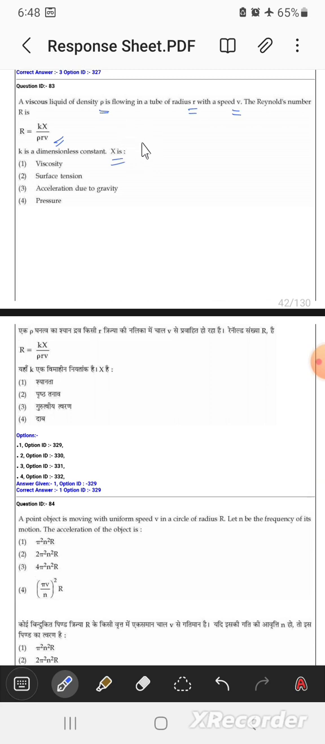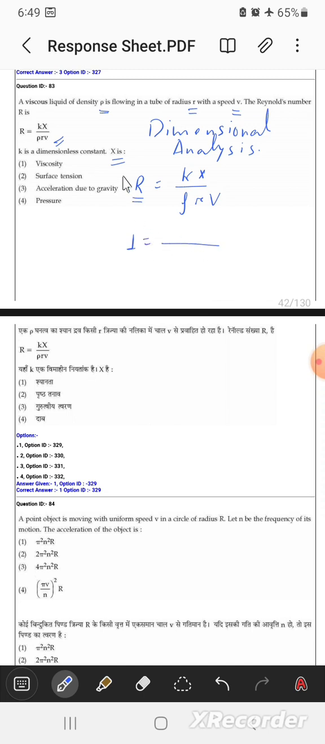To approach this kind of question, we have to go through dimensional analysis. We have to keep this in mind. We have to solve this type of question in the concept of dimensional analysis. So if I write this equation here, R is equal to k x to the power y, rho r v. Now Reynolds number is a dimensionless quantity, so it will be 1, and in the question they have given k is also dimensionless, so it will also be 1. X we have to find out.